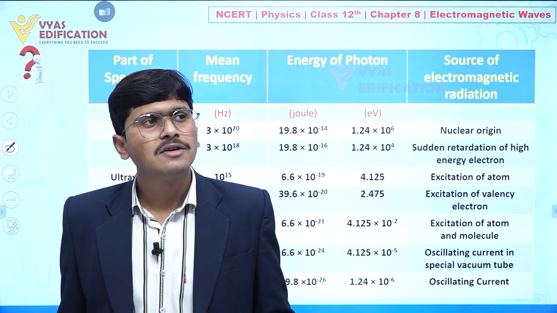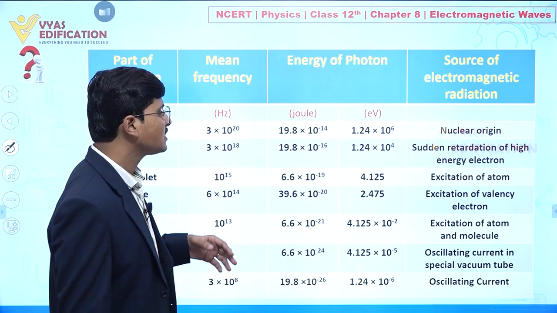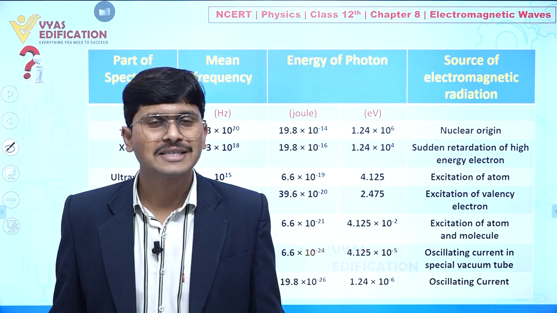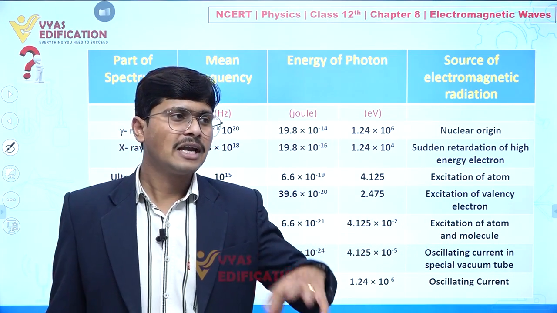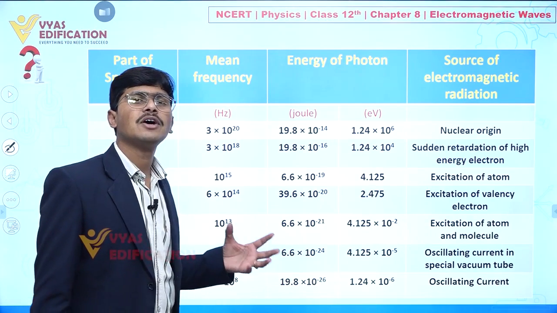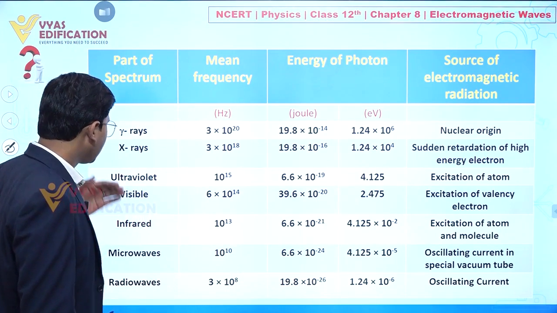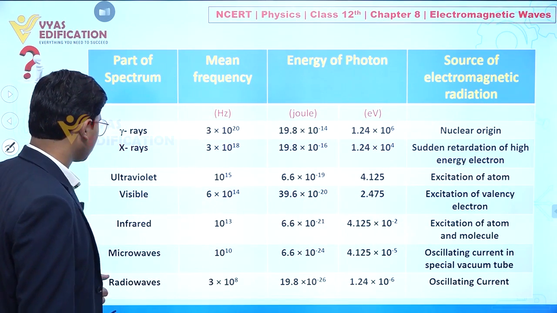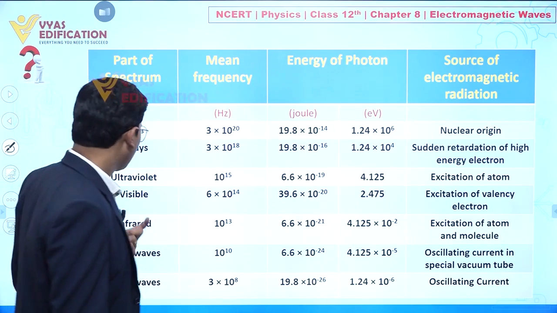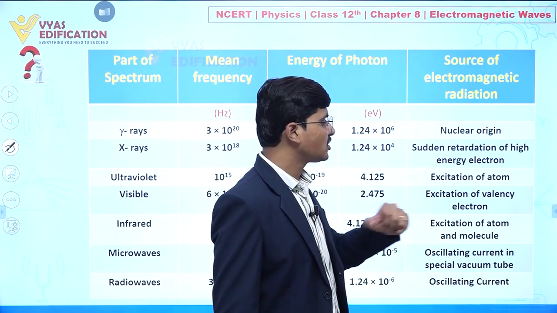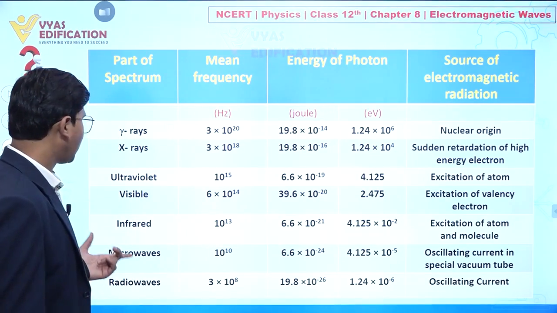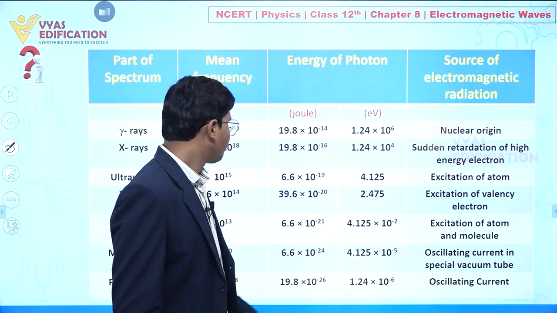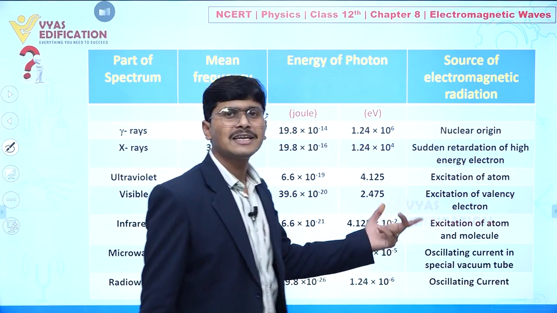Now we know that when the electron jumps, we are talking about excitation of valence electron. Whenever we talk about excitation of valence electron, the electromagnetic wave generated is of the order of visible range. Clear? Similarly, you can find the same for the other electromagnetic spectrum. Suppose I am talking about infrared. For infrared, the source is excitation of atom and molecule. And microwave is oscillating current in a special vacuum tube. Clear? Infrared is important because it is related to thermal physics.